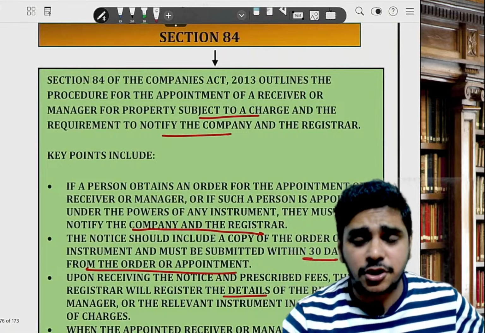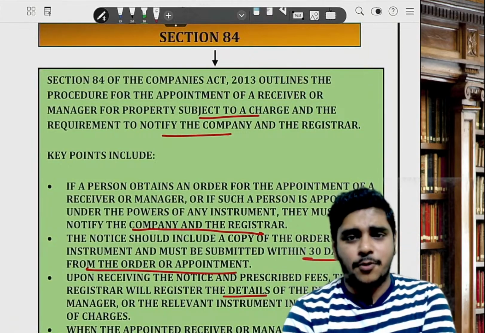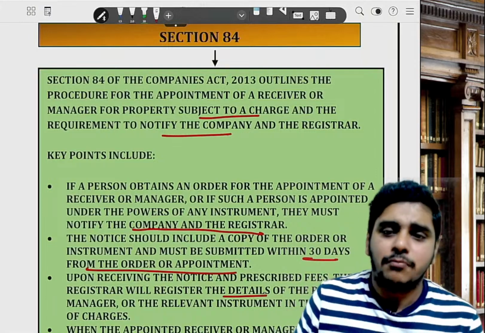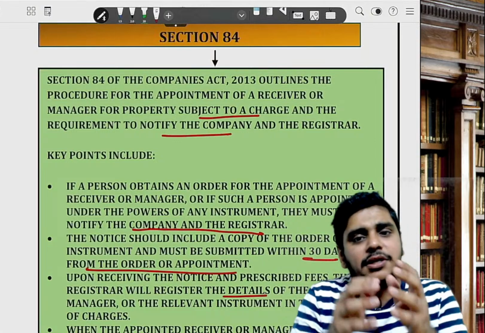Receiver, manager of a property. Sir, we say that the bank will come and seize a property. The bank will sell the property, but selling will not happen immediately. Boss, selling will take a lot of time, right? In the meantime, they will appoint a receiver or manager.